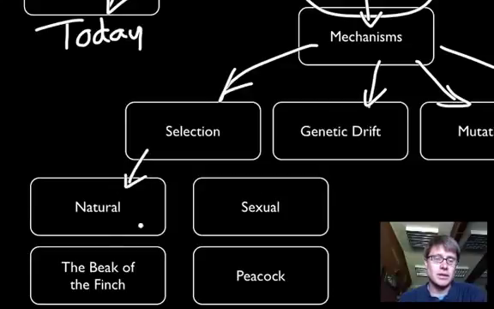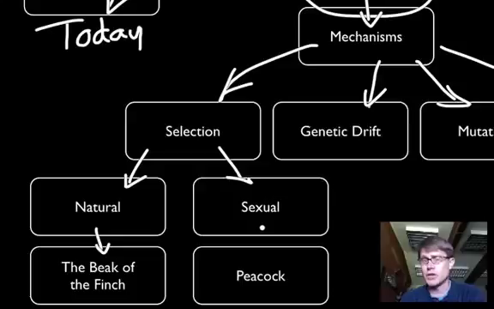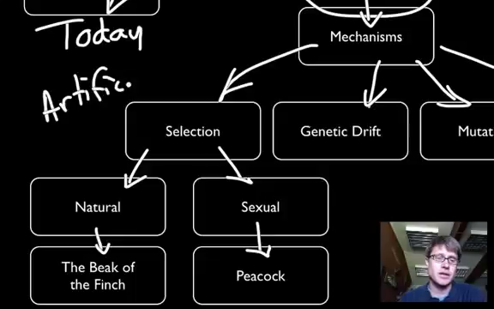And so natural selection is when nature selects which organisms are able to survive or die. And the quintessential example is in the beak of the finch and the work of Darwin, but more importantly, the work of the Grants. Sexual selection is a different type of selection, and that's when mates are selecting based on the other gender. Example I'll give you is a peacock. And then the one thing that I forgot to put here is artificial selection, which is another important one.